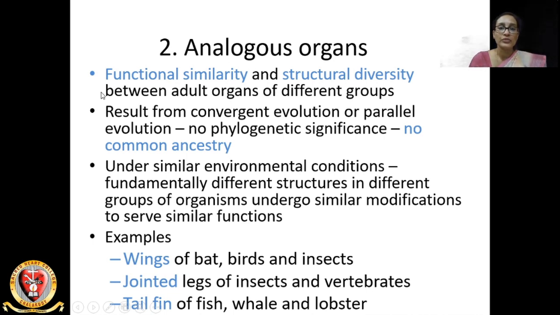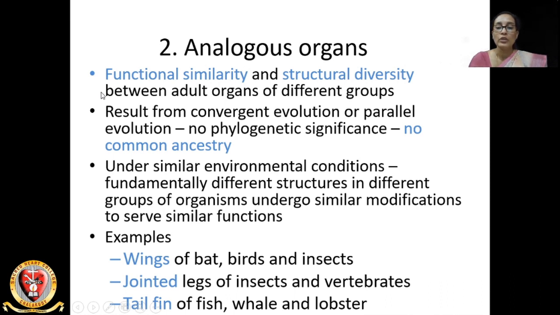Now, analogous organs are those which share a functional similarity but structural diversity between the adult organs of different groups. This is due to a type of evolution called convergent evolution or parallel evolution. In this type of evolution, under similar environmental conditions, fundamentally different structures in different groups of organisms undergo similar modifications to serve those similar functions.